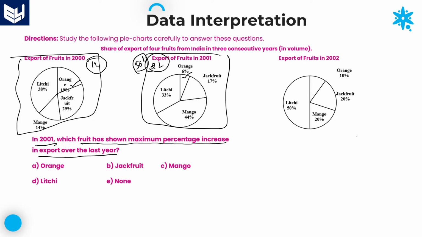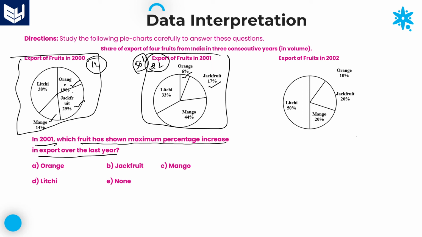Whereas in this case, it is 6 percentage. So you cannot expect a maximum percentage from orange. Here the value decreases. Check whether the values increase or not. Jackfruit is 29 percentage in 2000, whereas in 2001 it is 17 percentage. As of now, the values of orange and jackfruit have not increased. I'm not talking about the exact values, I'm talking about the percentages. Percentages have not yet increased.